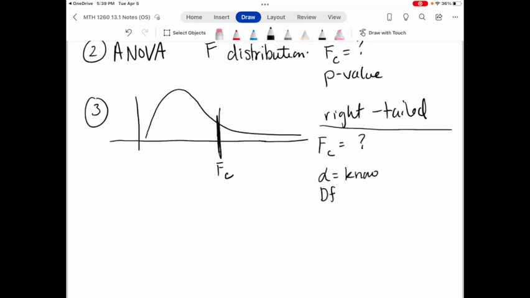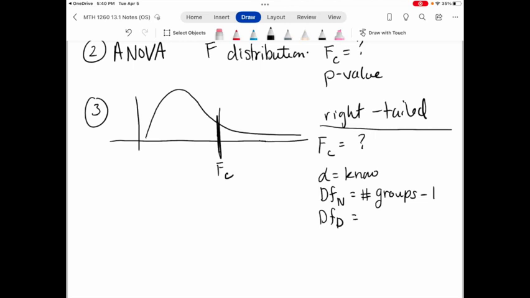So when you find your F critical, the things that you need to know are your alpha level. You need to know what's called your degree of freedom numerator, and that is basically just the number of groups you have, and you subtract 1. So if you have 5 groups or 5 samples, your DFN is going to be 4 because you just subtract 1.